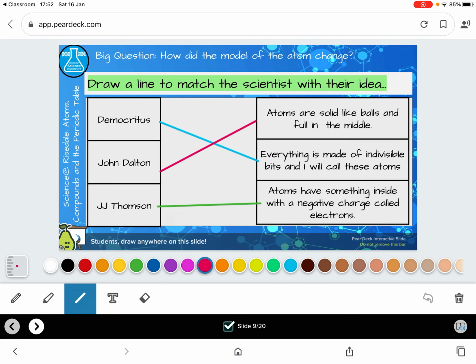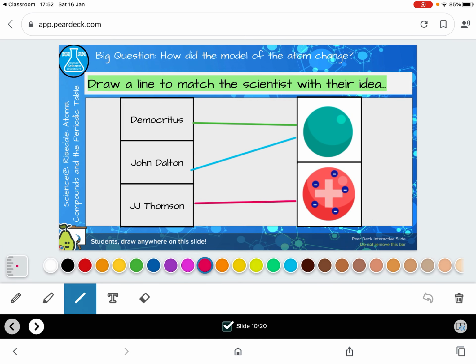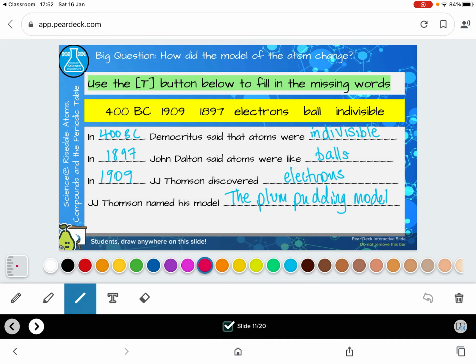Okay, so just a little summary. Democritus thought that everything was made of indivisible bits, and he called them atoms. John Dalton thought that atoms were solid like balls and full in the middle. And then J.J. Thompson found out that atoms have something inside with a negative charge, and he called them electrons. If we look at a picture of what these would represent, Democritus and John Dalton both thought that the atom was like a solid ball. So both of those top two would go to the top picture. And J.J. Thompson was the one that thought it was a ball of positivity with negative electrons spread throughout.